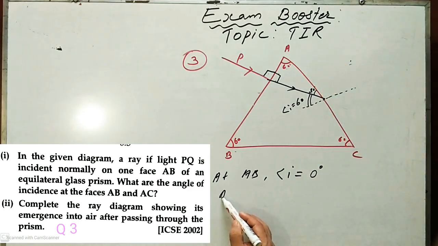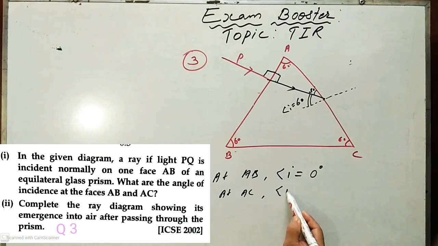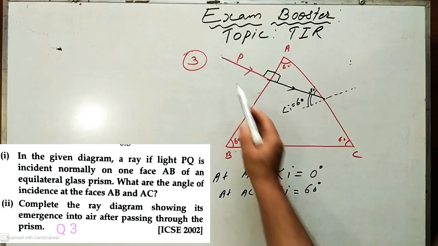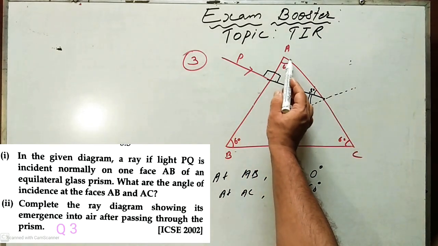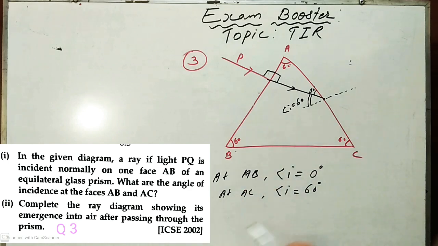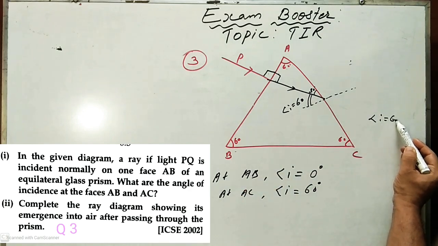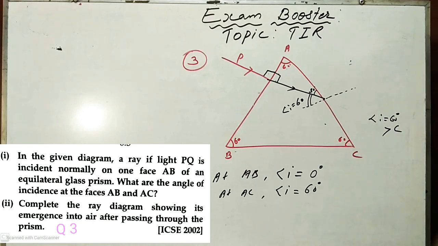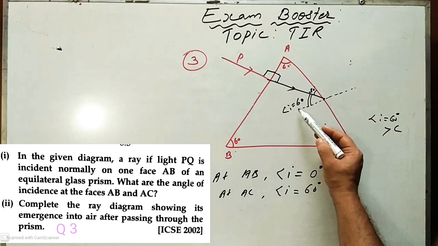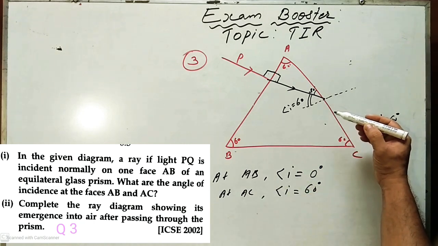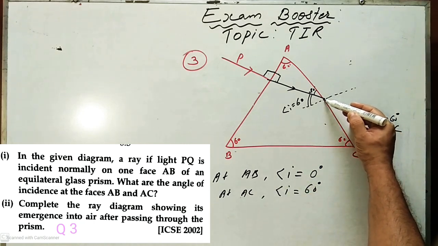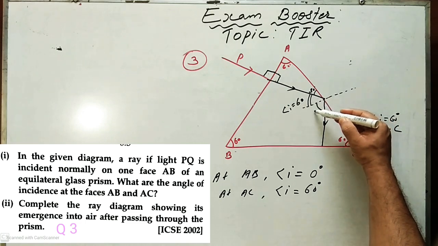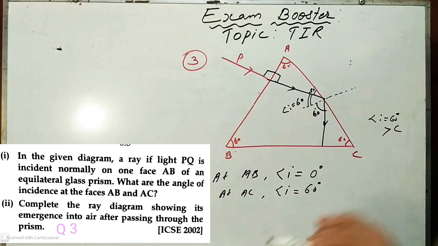So at AC, I can write angle of incidence is equal to 60 degree. Okay. So the ray PQ is striking the AC at an angle of incidence 60 degree, which is greater than the critical angle for glass-air, that is 42 degree. So when the angle of incidence is greater than the critical angle, what will happen? It will get totally internally reflected, turning through an angle of reflection 60 degree.